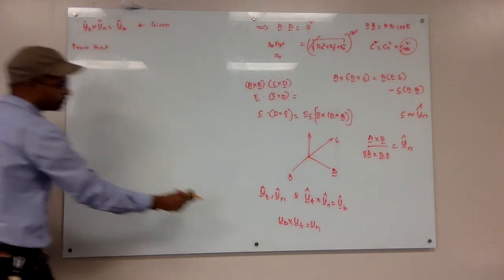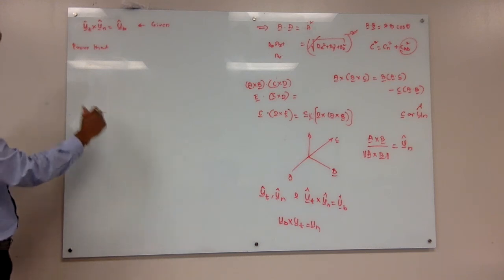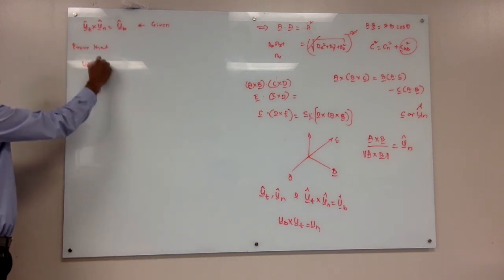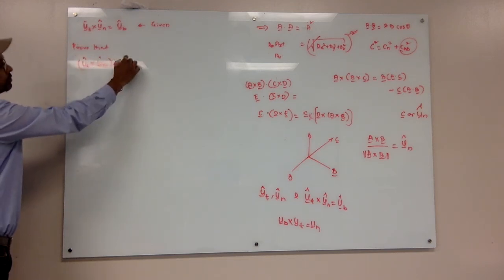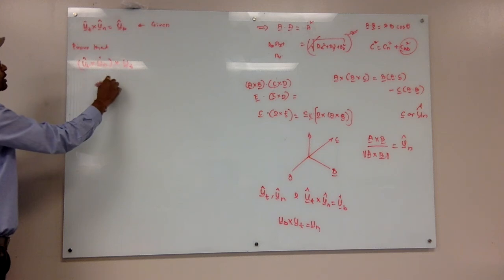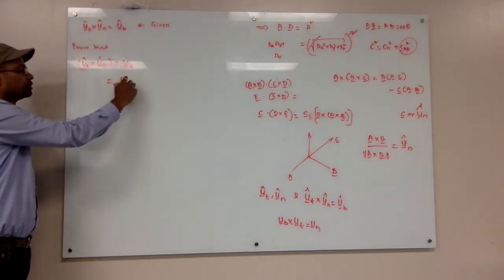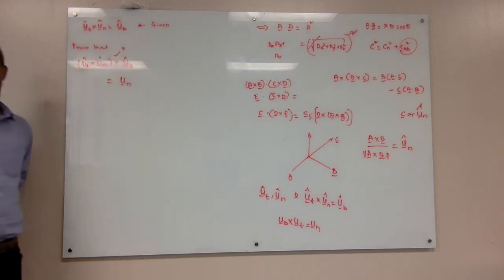So what is UB? UT crossed with UN, crossed with UT, and now you have to prove that this is equal to UN. So here you can apply the BAC-CAB. You can do that. Yes, that's a very good way of doing it.